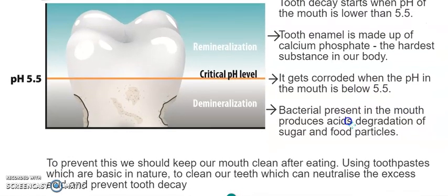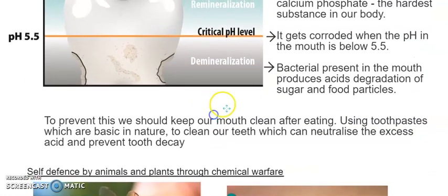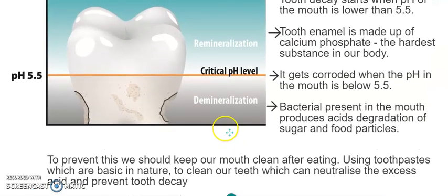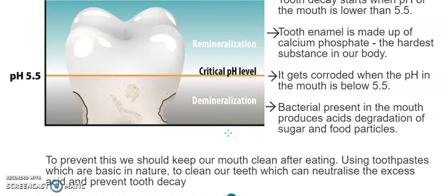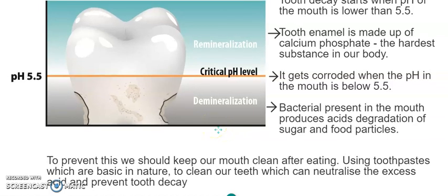The bacteria present in the mouth produce these acids. So if food particles are stuck in your mouth and you forget to clean it properly after every meal, then these bacteria are going to work on these food particles present in your mouth and change the pH of the mouth to acidic, and that is going to damage the teeth. So to prevent this, you should always keep your mouth clean after eating using toothpaste, which is basic in nature, to clean the teeth, which can neutralize the excess amount of acid present in the tooth and prevent tooth decay.